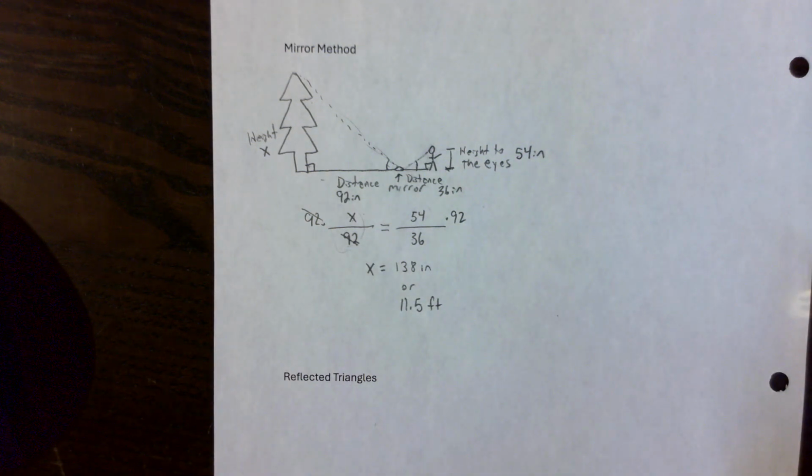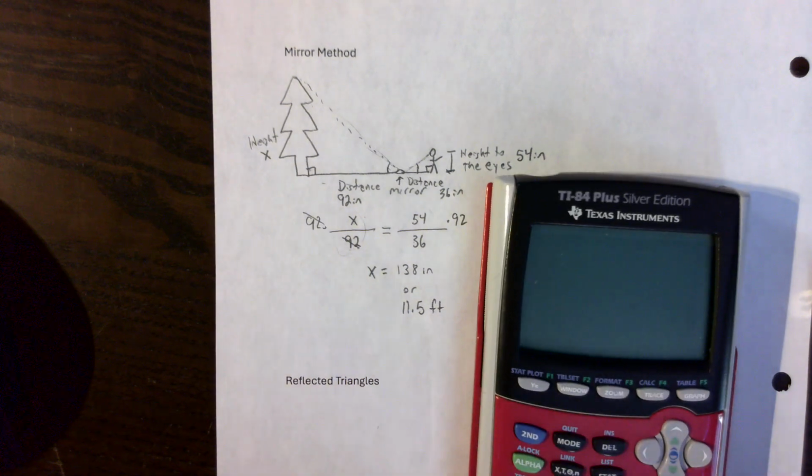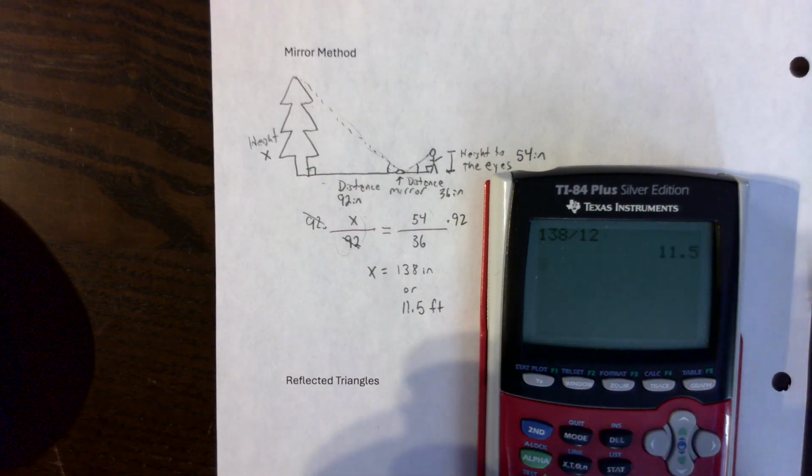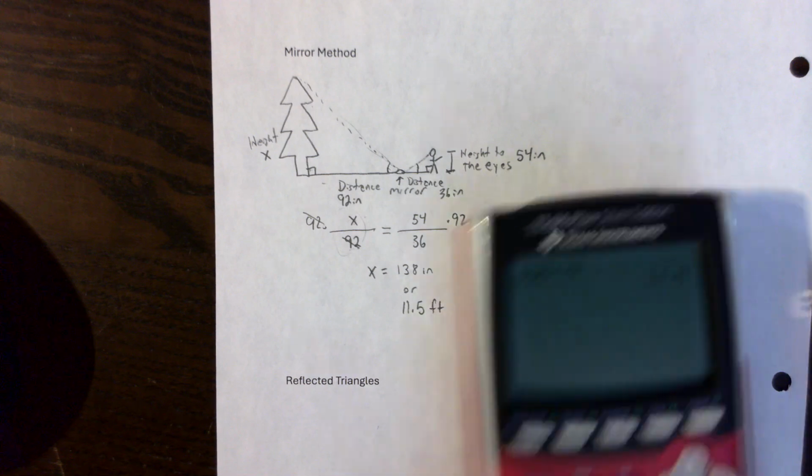Let's double check the math on that. Let's see, so that is going to be 138 divided by 36. I did something wrong. Oh, I know what I did wrong. It's 138 divided by 12, because that was the total answer. So that's, yeah, it's 11.5. So that's what it winds up being.